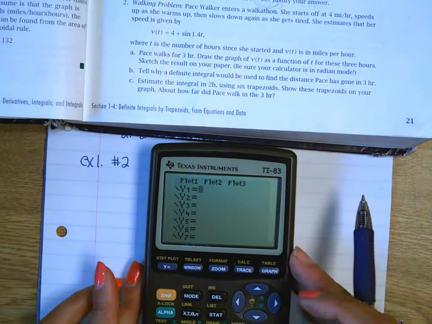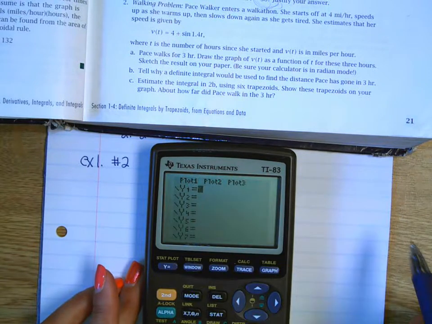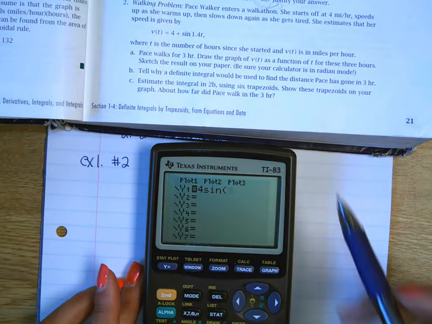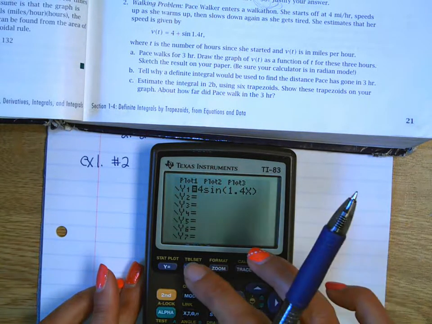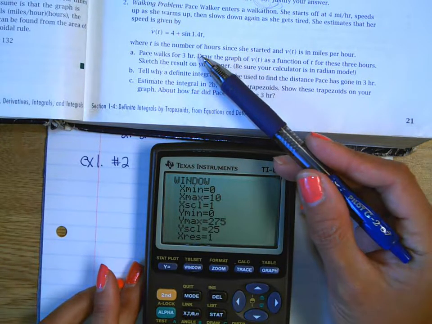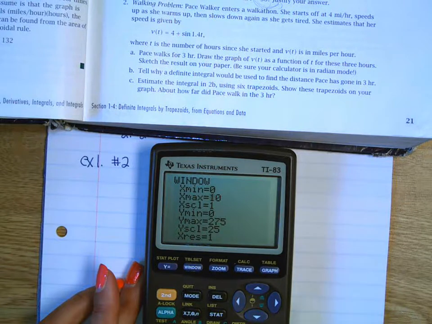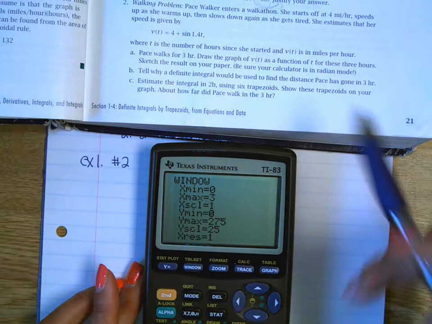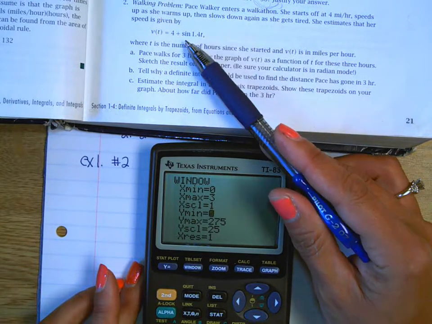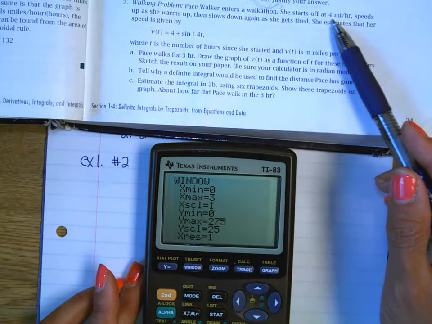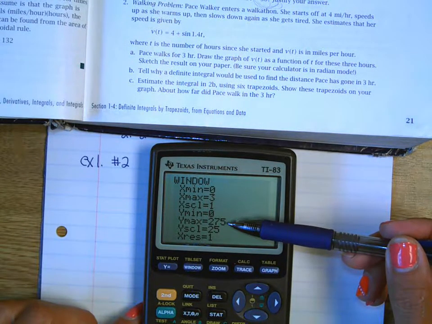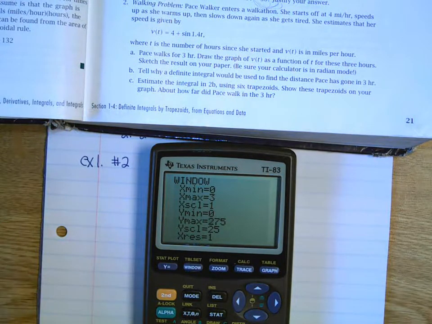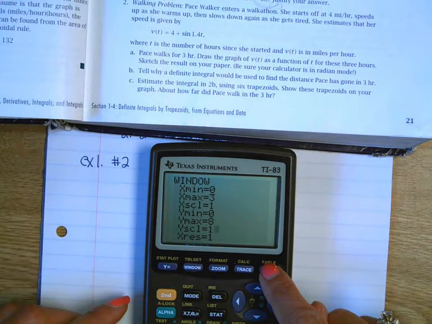Clear. We've got her velocity is, I've got to check my mode on this one. I'm good. 4 sine 1.4x. Okay, window. The time was only for 3 hours, so 0 to 3. Y is her velocity, and she starts off at 4. She speeds up some. Think about walking. There's no way she's going to get up to 275 miles an hour walking, so I'm going to max that out at about, I'm just going to say 8 and see.